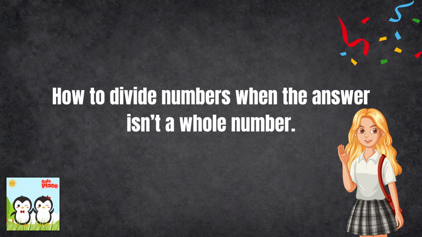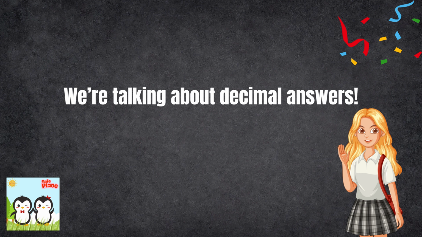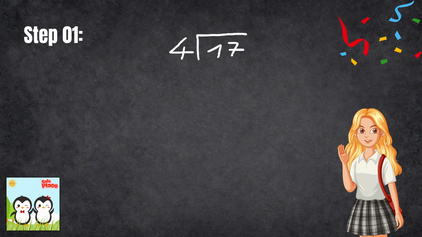Today, we're learning how to divide numbers when the answer isn't a whole number. That's right, we're talking about decimal answers. Don't worry, it's easier than it sounds. Let's start with 17 divided by 4.